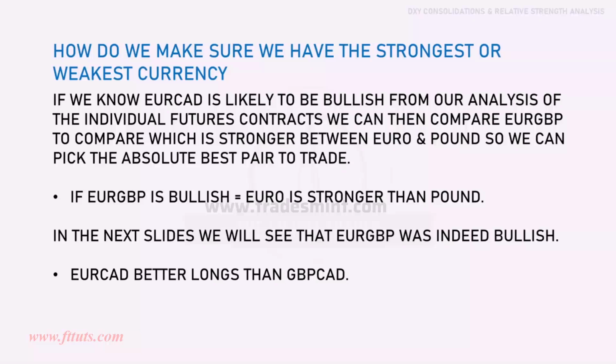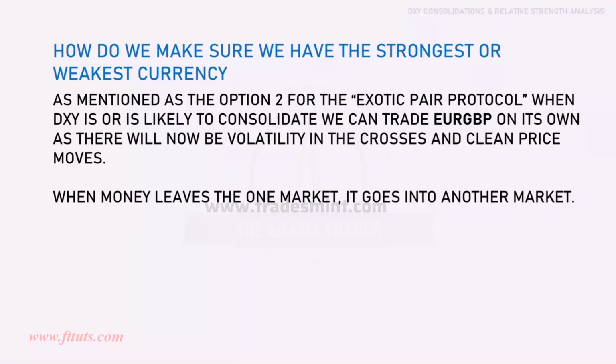So if euro GBP is bullish, then the euro is stronger than the pound, and then in the next slides we will see that euro GBP was indeed bullish, so EuroCAD is better longs than GBP CAD. As mentioned as option number 2 for the exotic pair protocol, when DXY is or is likely to consolidate, we can trade euro GBP on its own, as there will now be volatility in the crosses and clean price action moves. So when money leaves one market, it goes into another market.